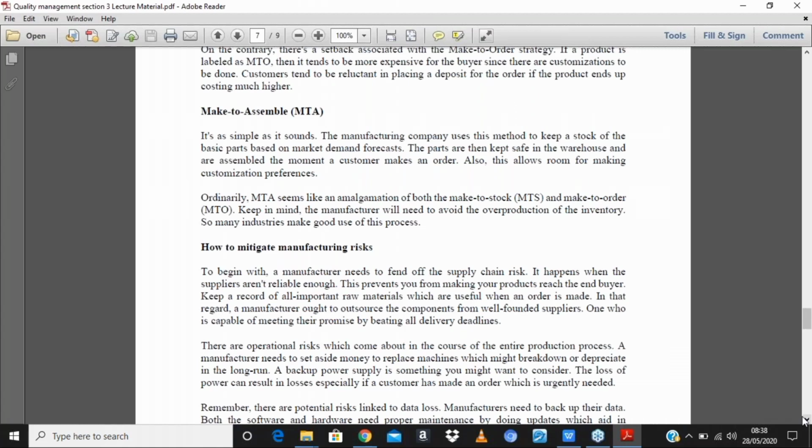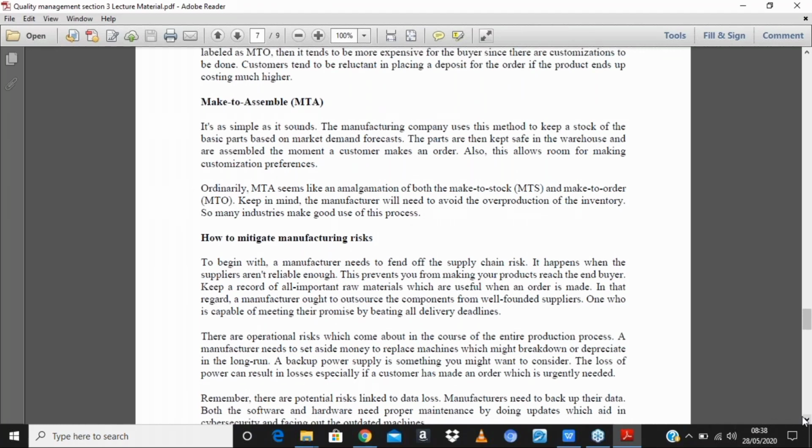So that you can mitigate any risk. Remember that there are potential links of data, of course, during production. And use of software is very important for maintenance of all the inventory that is being produced. So cyber security and all of that becomes part of what the supplier and manufacturer do.